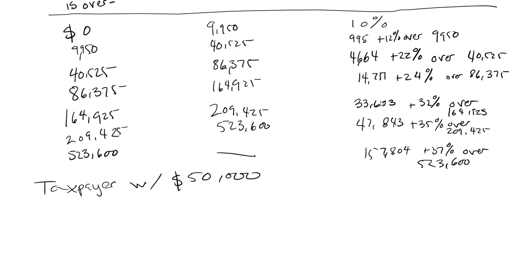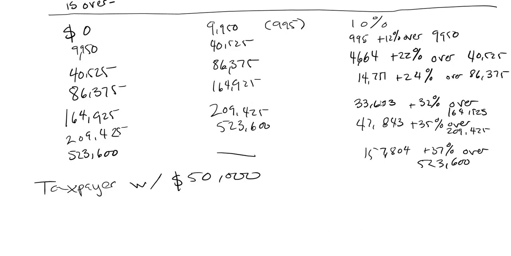So the first $9,950 of this taxpayer's money is going to be taxed at 10%. Or 10% times 9,950 is $995. So I'm going to keep a running tally here, and then we'll do it another way at the end. So the first band, I'll put in parentheses the amount of tax paid here. All right, keeping a tally.